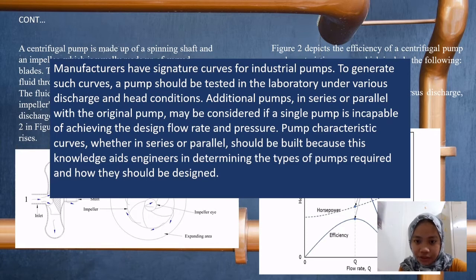Additional pumps in series or parallel with the original pump might be considered if a single pump is incapable of achieving the design flow rate and pressure. Pump characteristic curves, whether in series or parallel, should be built because this knowledge aids engineers in determining the types of pumps required and how they should be designed.